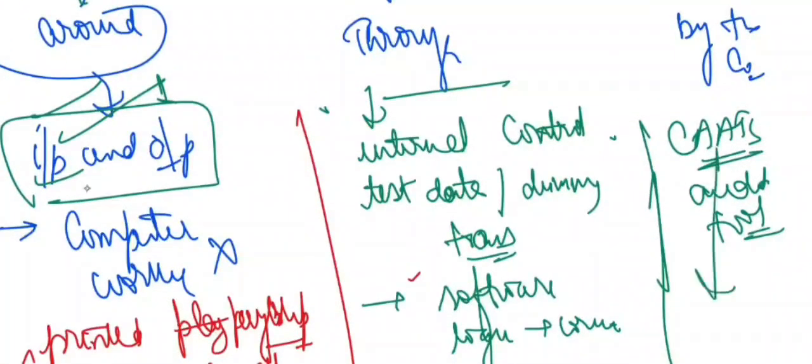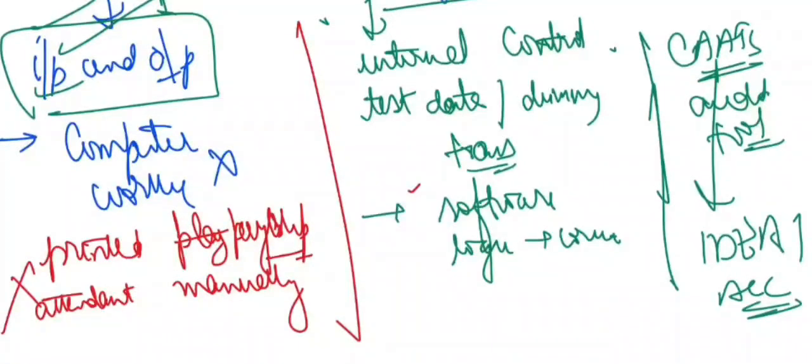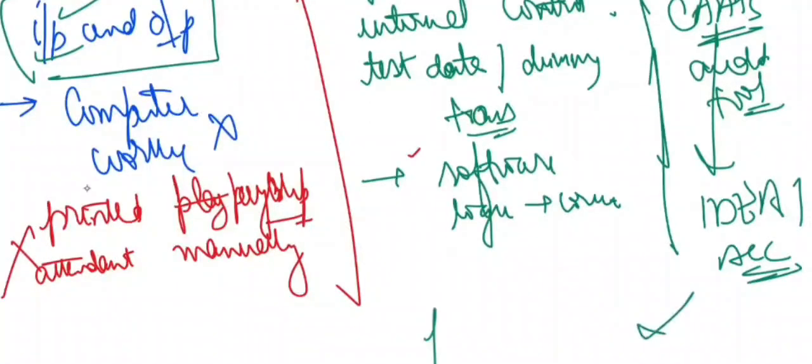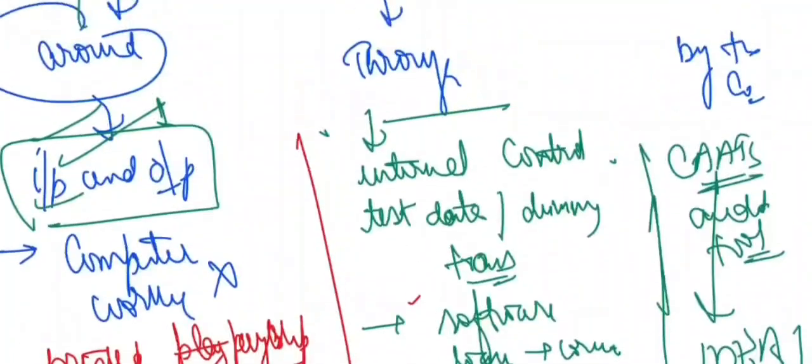CAAT, some examples I can give you are IDEA and ACL. Full database analysis is possible using the computer, and this is used for fraud detection, ghost employees, salary errors. So if the question mentions scripts, audit software, or automated analysis, directly mark audit through the computer.